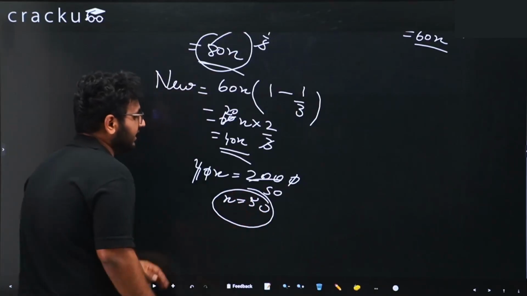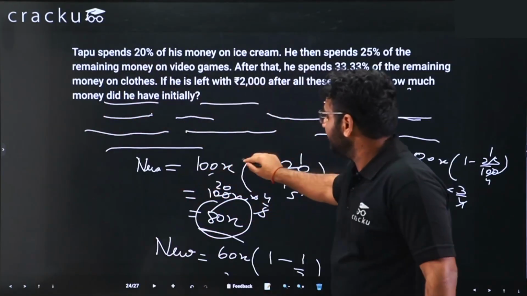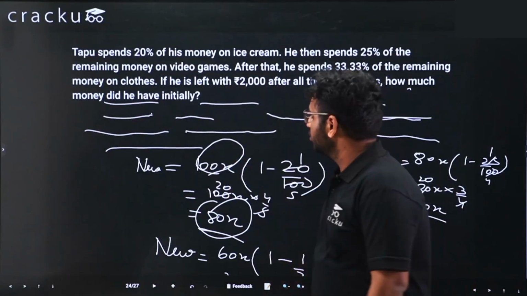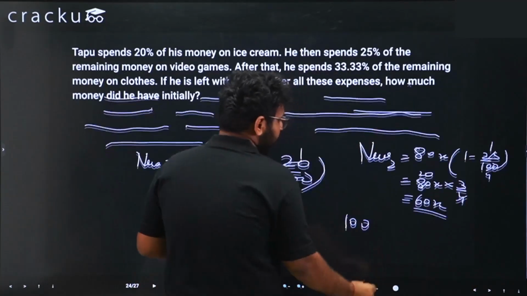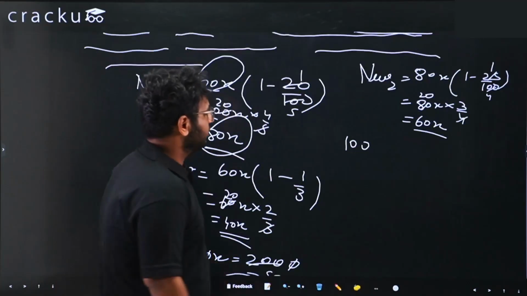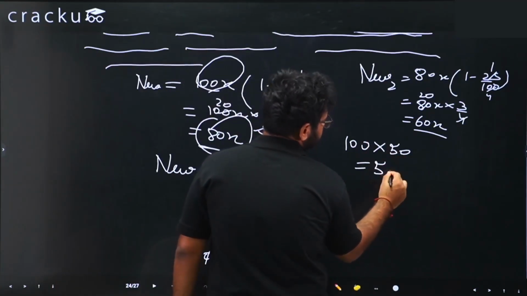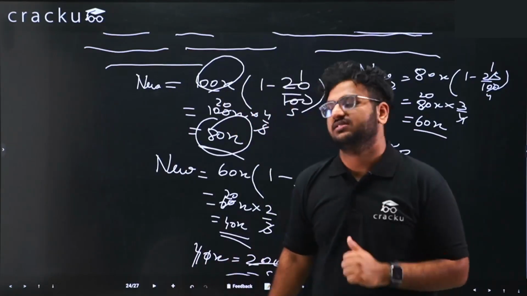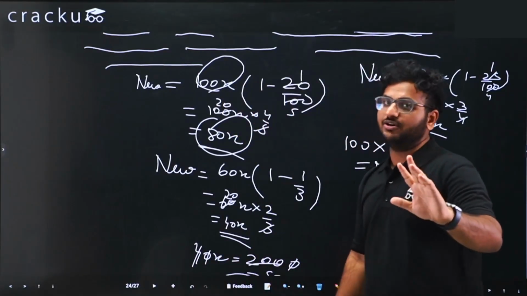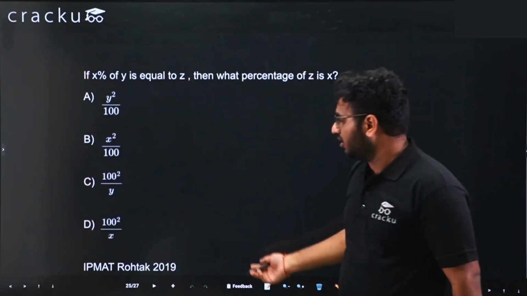So initially he had what? 100x. Initially we have assumed that he had 100x. X value is what? 50. So 100 into 50, which is equal to 5000. So initially he had 5000 rupees. So Tappu had 5000 rupees initially. Now we will solve this question.